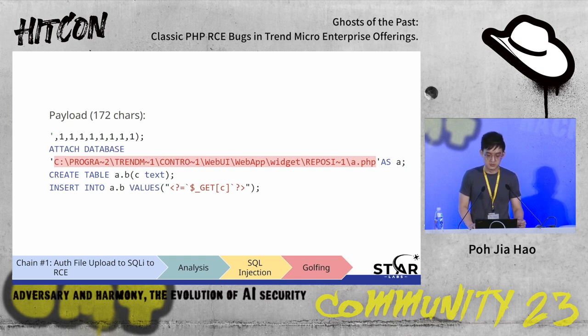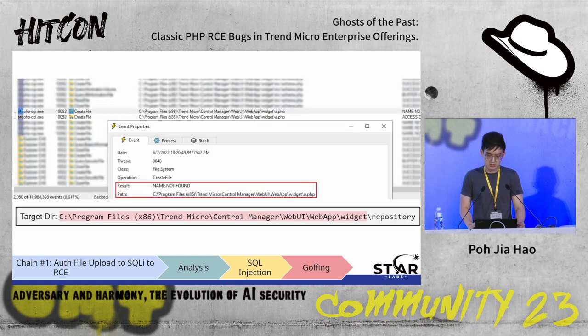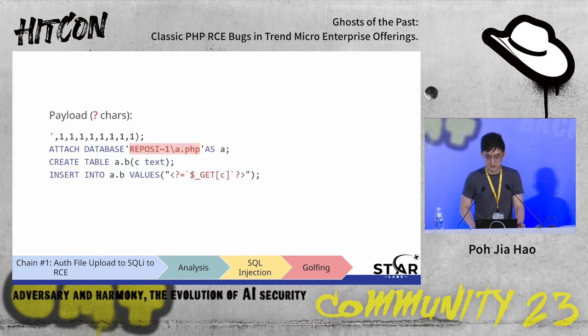So now is a good time to stop and consider if a full path is even necessary. By changing the path to simply a.php and observing Process Monitor, it can be seen that the application attempts to write to a directory that is very close to our intended destination. In fact, the directory it is trying to write to is so near that we just need to append repository to it. So let's update our payload, which will now finally look like this.